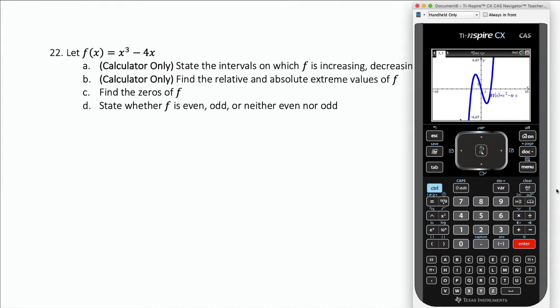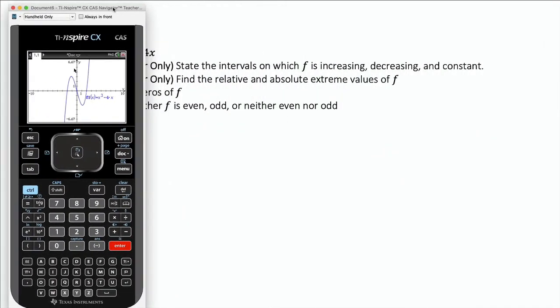Now, we would like to state intervals on which this function is increasing, decreasing, or constant. So of course we start off moving from left to right, we're moving upward. So we know this is increasing up until this point right here. We need to find that point. Okay? Then it starts decreasing until right here. We need to find that point as well. And then we're increasing again. So we're going to need these points here. I'm going to go ahead and find those.